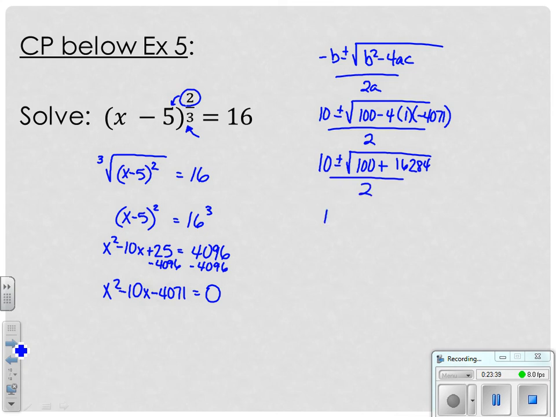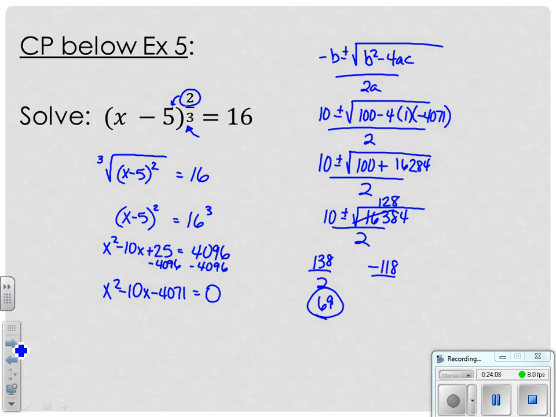Adding the 100 to that, 16,384 over 2. And by golly, if you take the square root of 16,384, it actually turns out to be a nice number. It's 128. So now 10 plus 128 over 2 is 138 over 2, which is 69. 10 minus 128 is negative 118 over 2. We get negative 59.